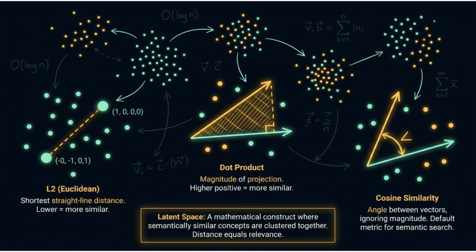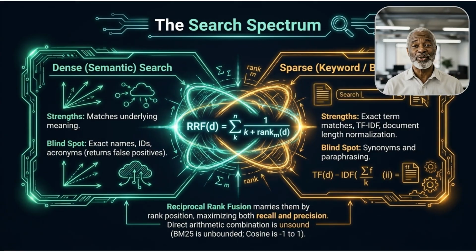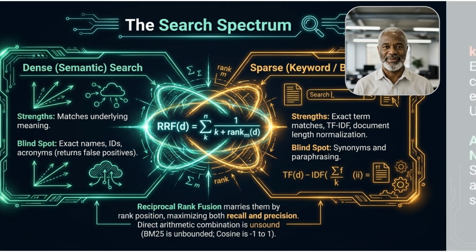L2, or Euclidean distance, is the shortest straight-line distance, while cosine similarity is the angle between vectors, which is the default metric for semantic search. The search spectrum includes dense semantic search, which matches underlying meaning, and sparse keyword or BM25 search, which relies on exact term matches. Reciprocal rank fusion, or RRF, marries these methods to maximize both recall and precision.